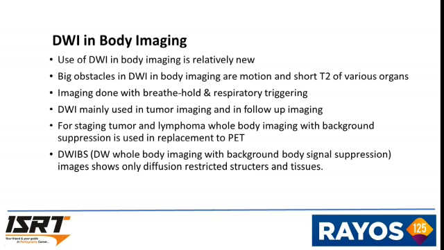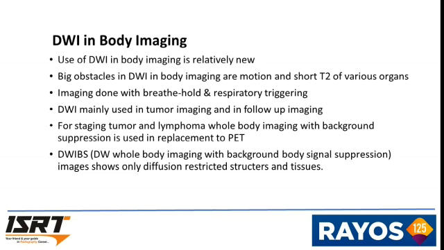Diffusion weighted imaging in the body. Use of diffusion weighted imaging in body imaging is a relatively new technique. The big obstacles in body imaging are motion and the short T2 of various organs. Imaging is done with breath hold and respiratory triggering. Diffusion weighted imaging is mainly used in tumor imaging and in follow-up imaging.